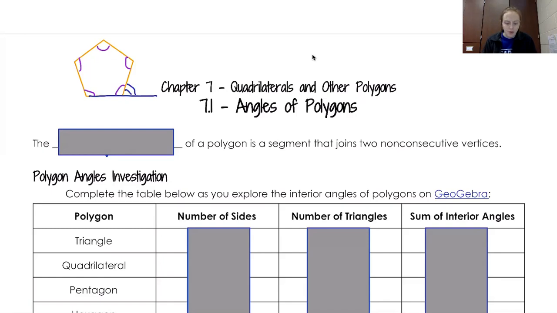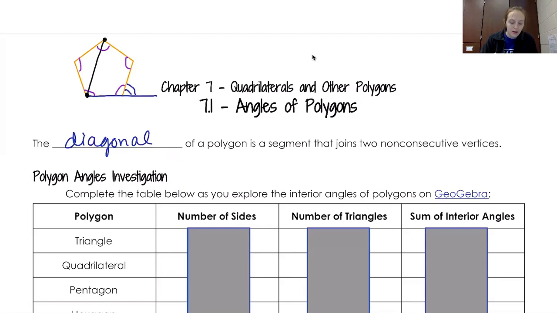We're going to start with interior angles. And to know this, we need to know what a diagonal is. The diagonal of a polygon is a segment that joins two non-consecutive vertices. So for instance, in this polygon I drew up above, the orange one there, a diagonal would be from this vertex to this vertex. But I can't draw a diagonal that connects two consecutive vertices, because if I connect two consecutive vertices, then it's just a side, and that's not a diagonal that goes through the polygon.